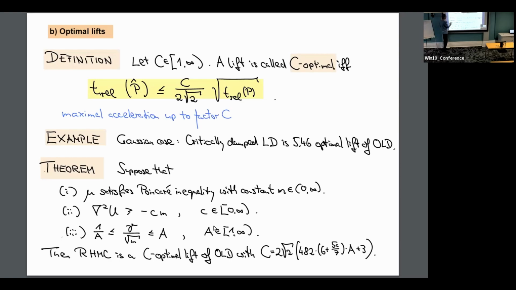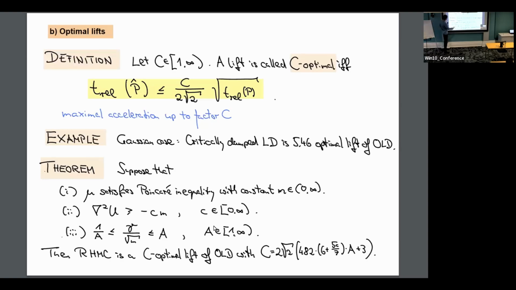And now you can look at simple examples where you can make it explicit. So take the Gaussian case. Then you find the critically damped Langevin dynamics is a 5.46 optimal lift of overdamped Langevin dynamics. So you basically cannot do better than critical Langevin dynamics. So nature in physics has really chosen the dynamics that gives you the optimal lift, at least when you choose the gamma the right way. There's a similar result for randomized Hamiltonian Monte Carlo, so it also gives you basically an optimal lift if you choose the gamma the right way. So in both cases, adjusting the parameters the right way, you get the best you can hope for.